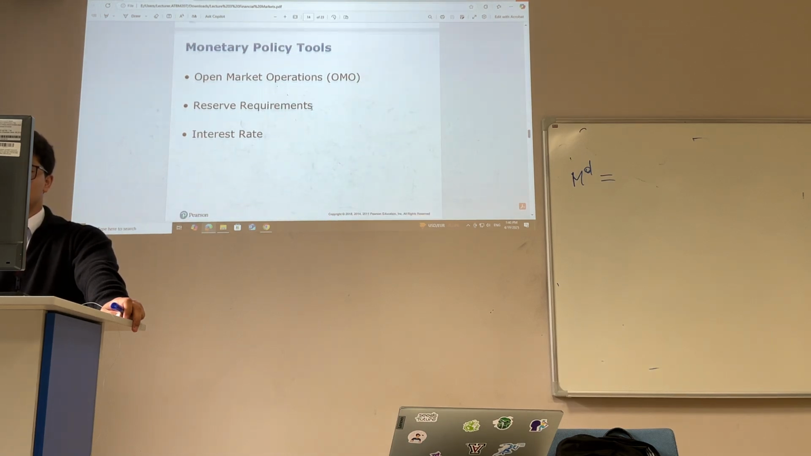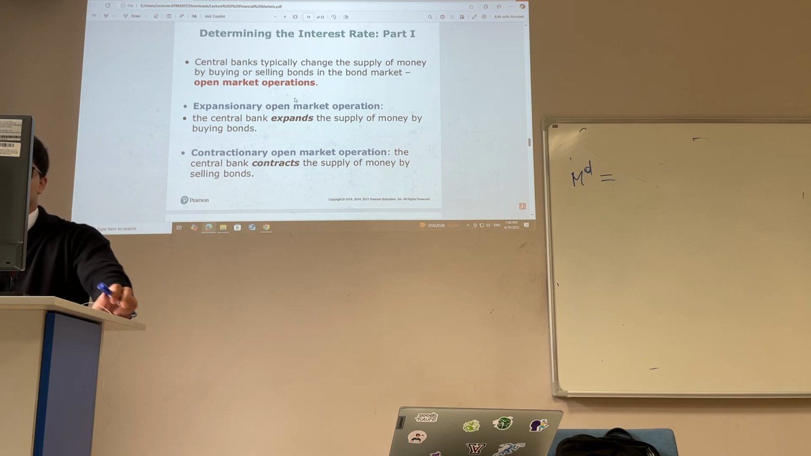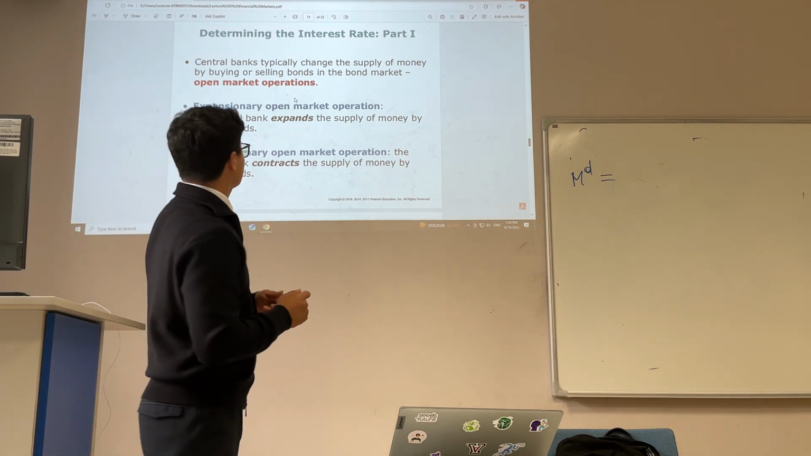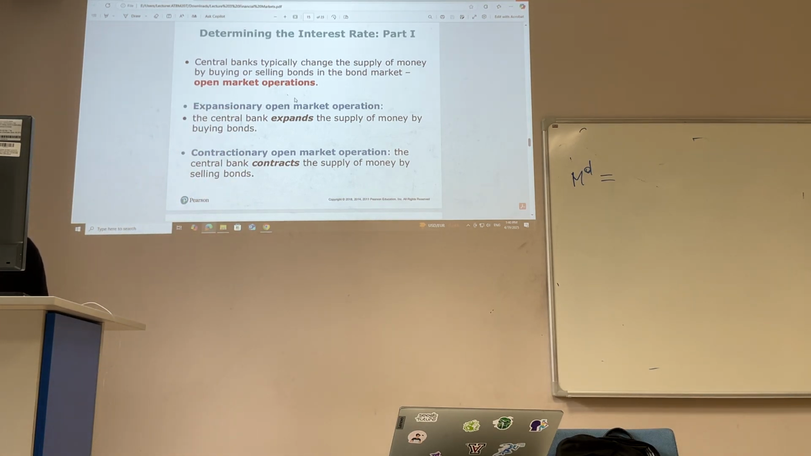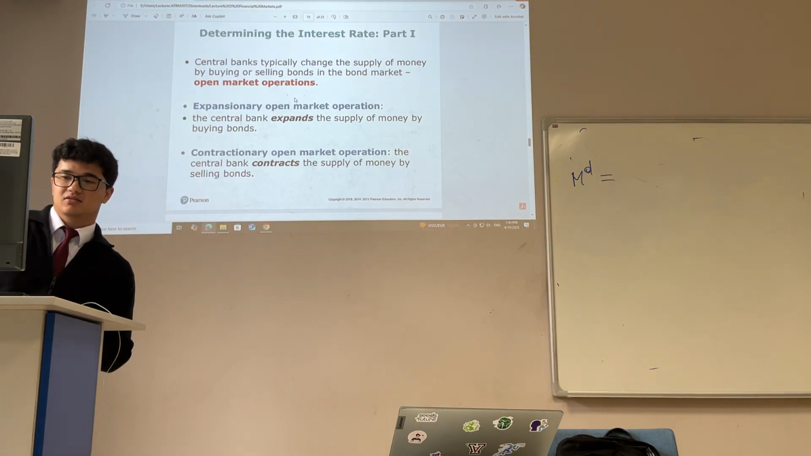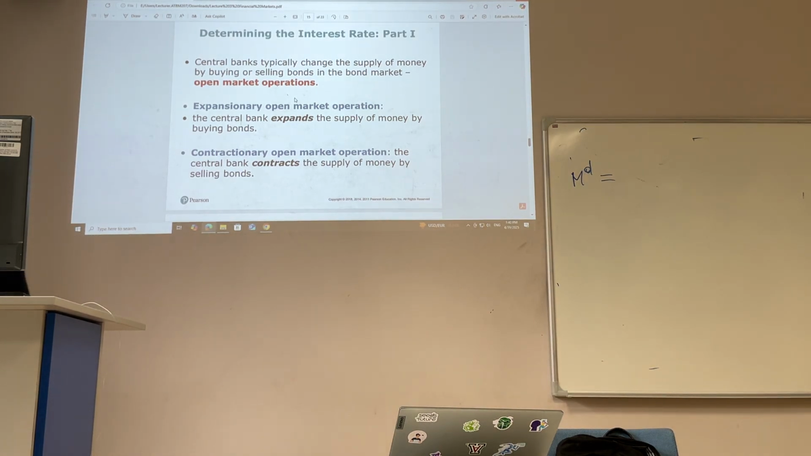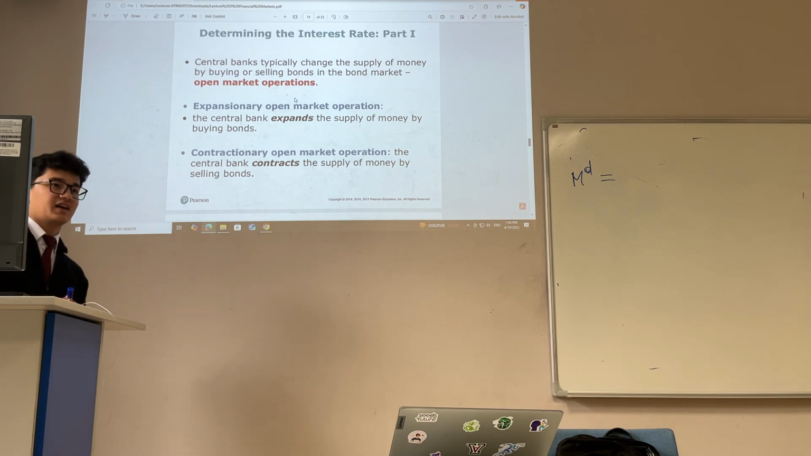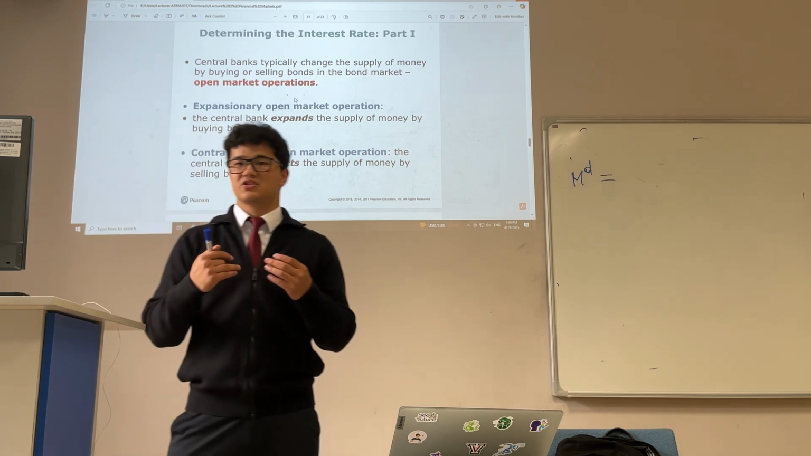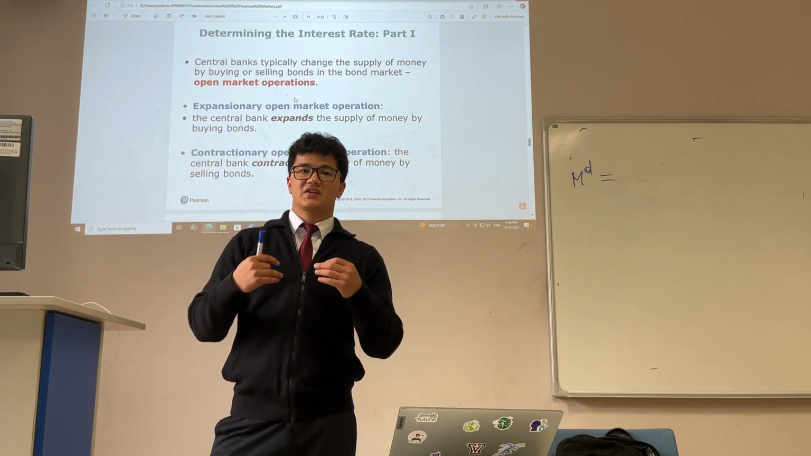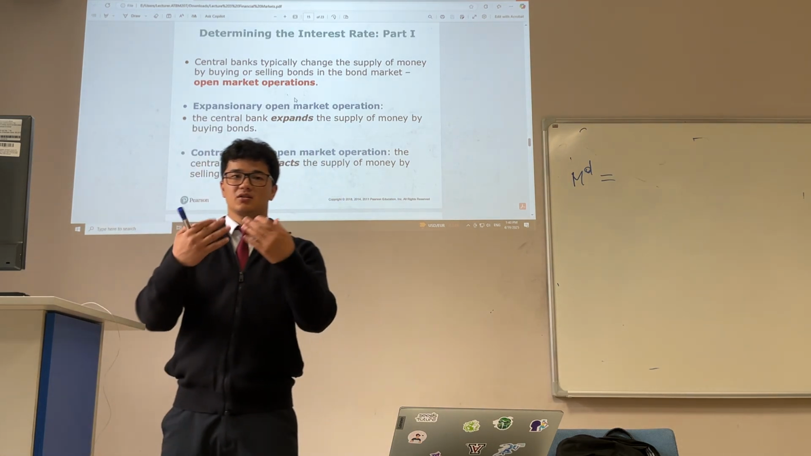Open market operations. There is expansion of open market operations and contraction. Here you can see that the central bank expands the supply of money by buying bonds. They are buying more bonds, and we call that expansionary. Contractionary is vice versa: they are selling bonds to people and decreasing the money supply. Why is it called expansionary? Because they are increasing the money supply by buying bonds.